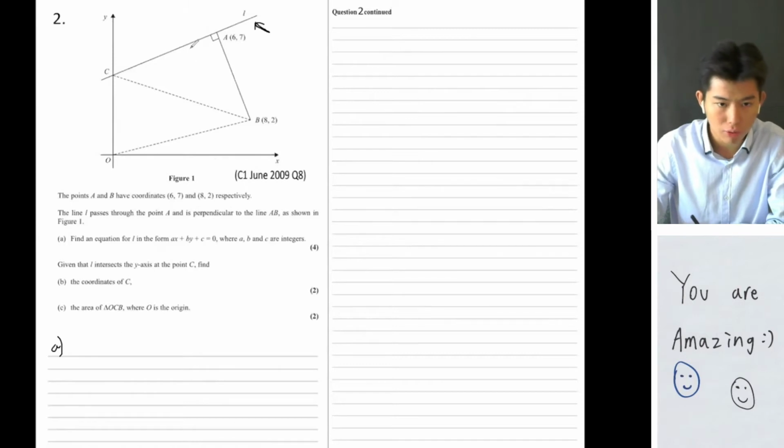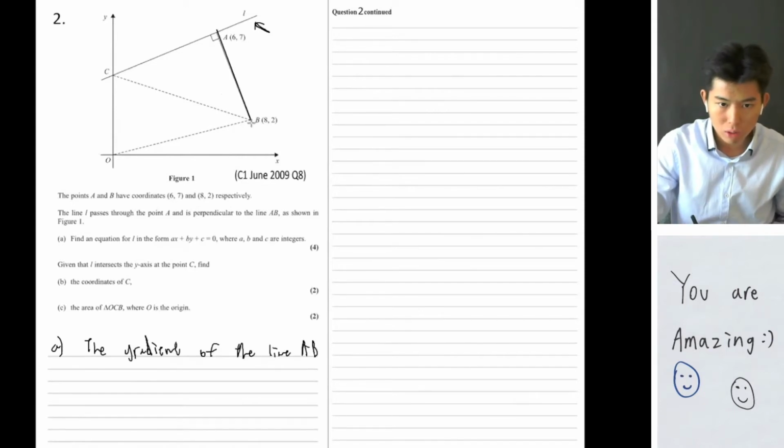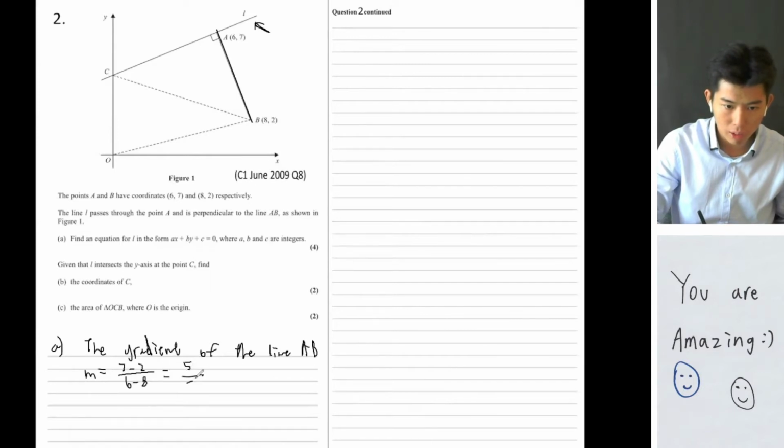Okay, first thing first, we have to get the gradient of the line AB. The gradient for this line here is m equals, let's assume that this one is y2 and this one is y1, and x2, x1. So 7 minus 2 over 6 minus 8 would be 5 over negative 2.